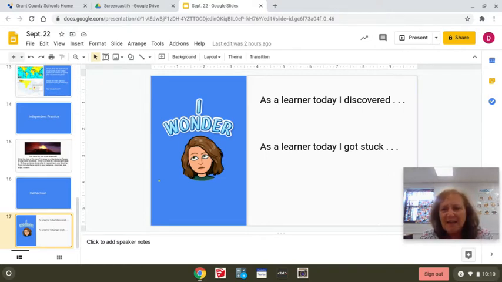Also, did you get stuck? And maybe not that you were stuck in any part of the lesson or the learning today, but did one part prompt more questions that you have? And you are welcome to write about those in your spiral notebook. We can share them in Google Meets. We can share them when we get back in class together.